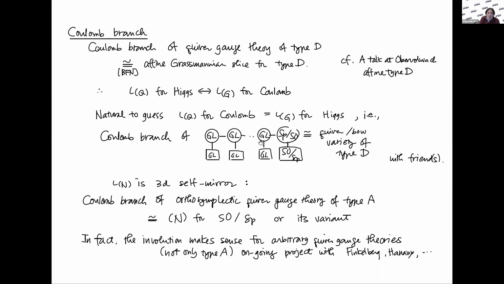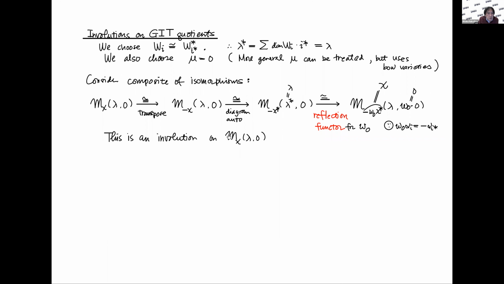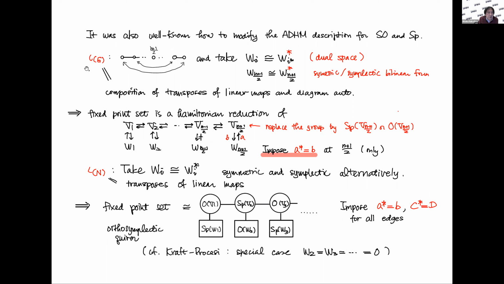So if you consider this statement, then maybe go back to this one. From this, if I understand the involution for the affine Grassmannian in terms of quiver varieties, I first cut the diagram in the middle and replace the middle vertex, changing the group for the middle vertex from the general linear group to a symplectic or orthogonal group. So this perfectly makes sense as a quiver gauge theory.